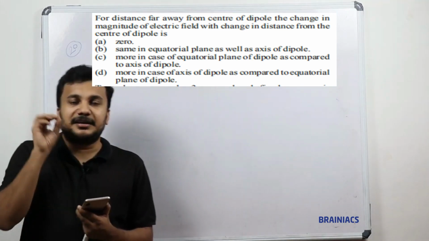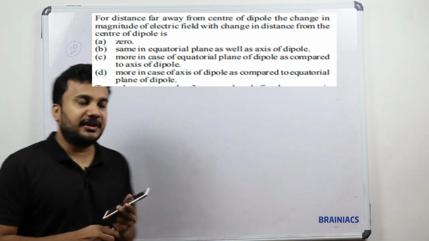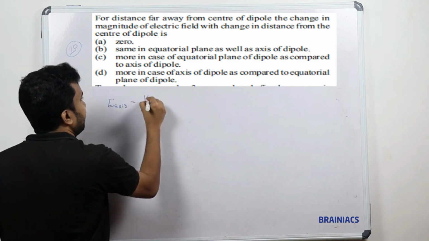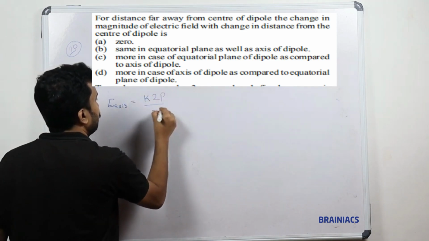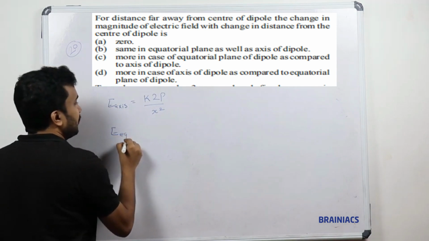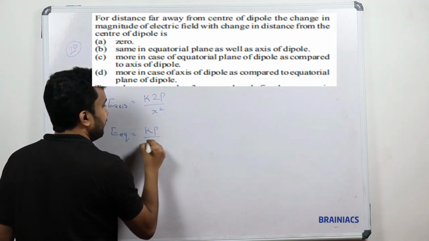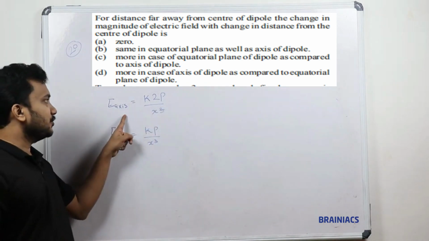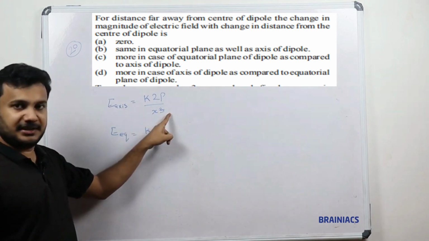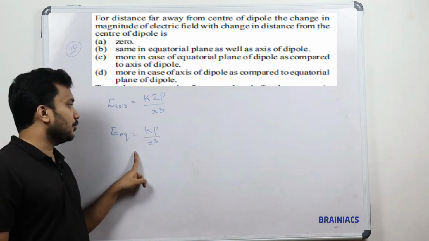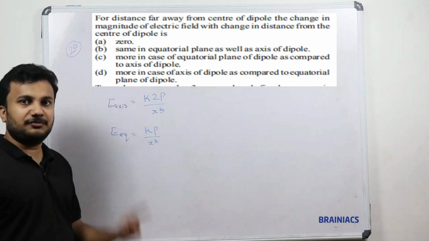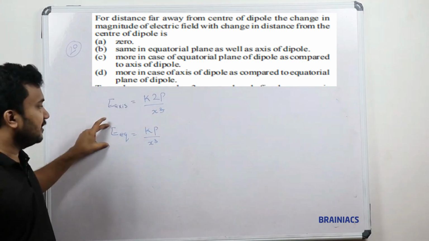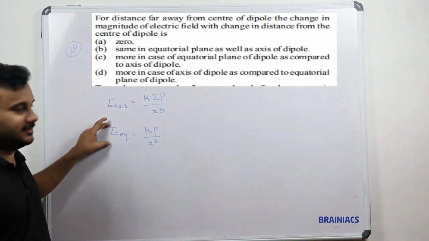Listen to one point. We have learned the electric field intensity at the axis of a dipole is K into 2P divided by x cube. The electric field intensity at the equatorial position of a dipole is Kp divided by x cube. Which one is higher here? The electric field intensity at the axis is higher, and the electric field at the equatorial position is lesser compared to the axis.